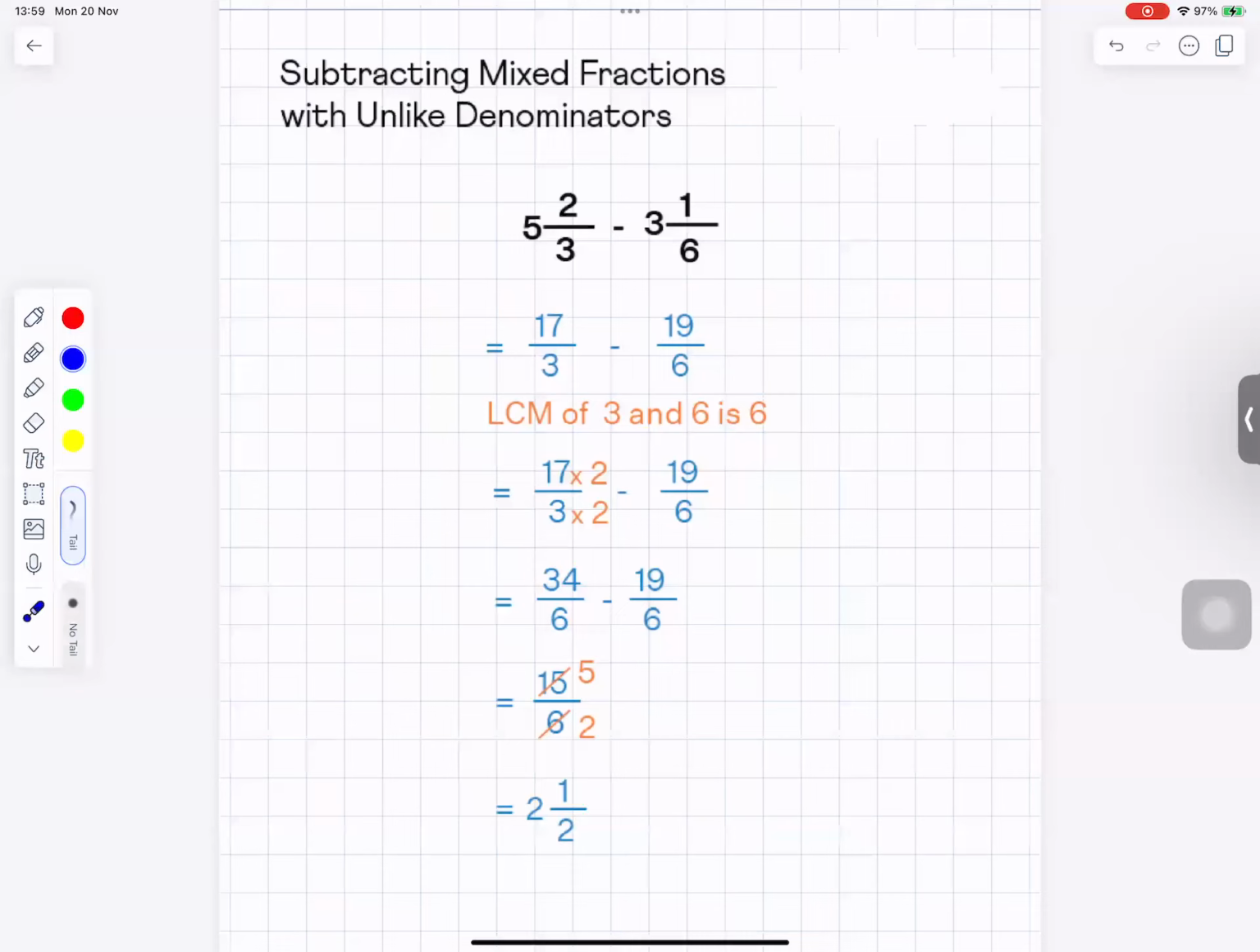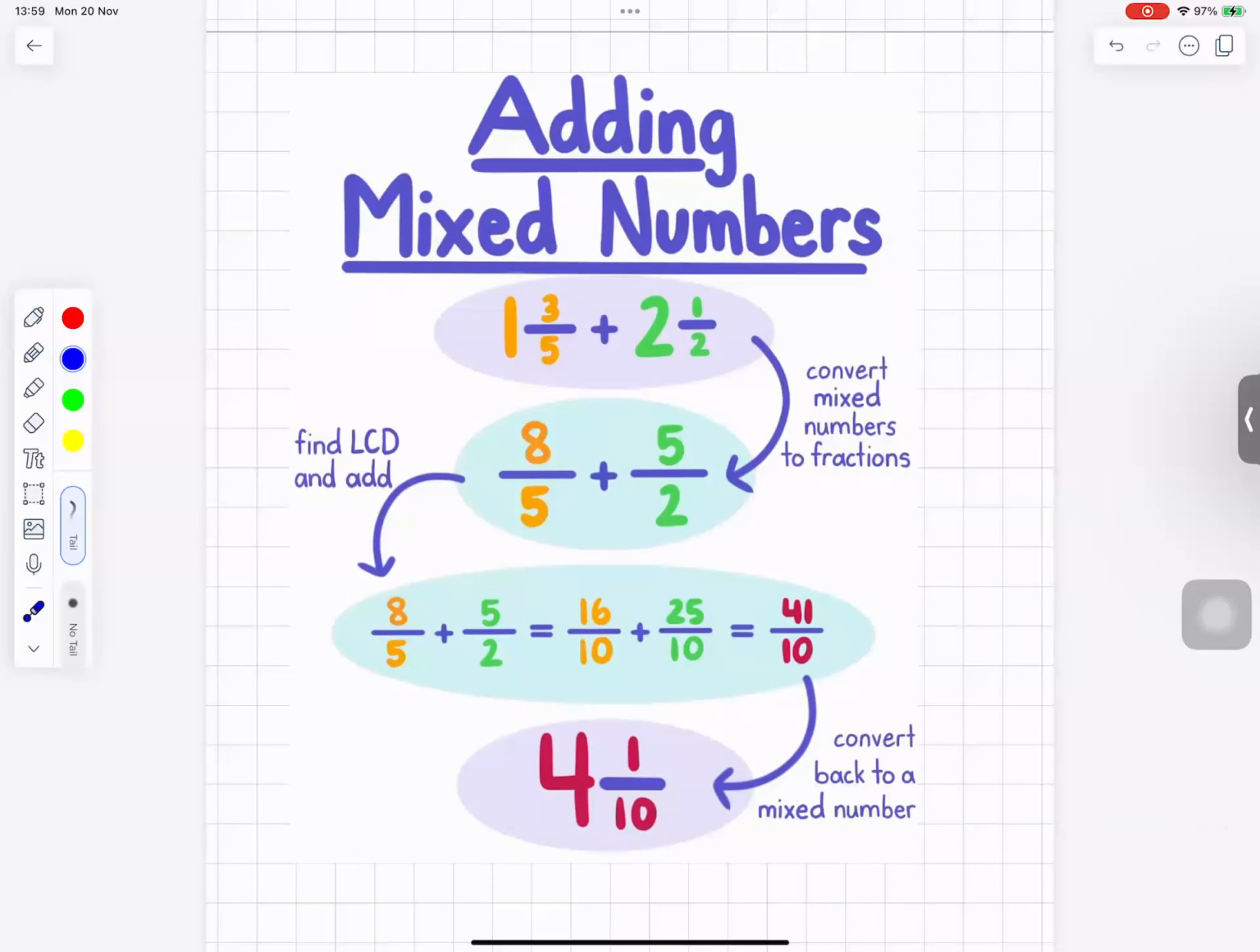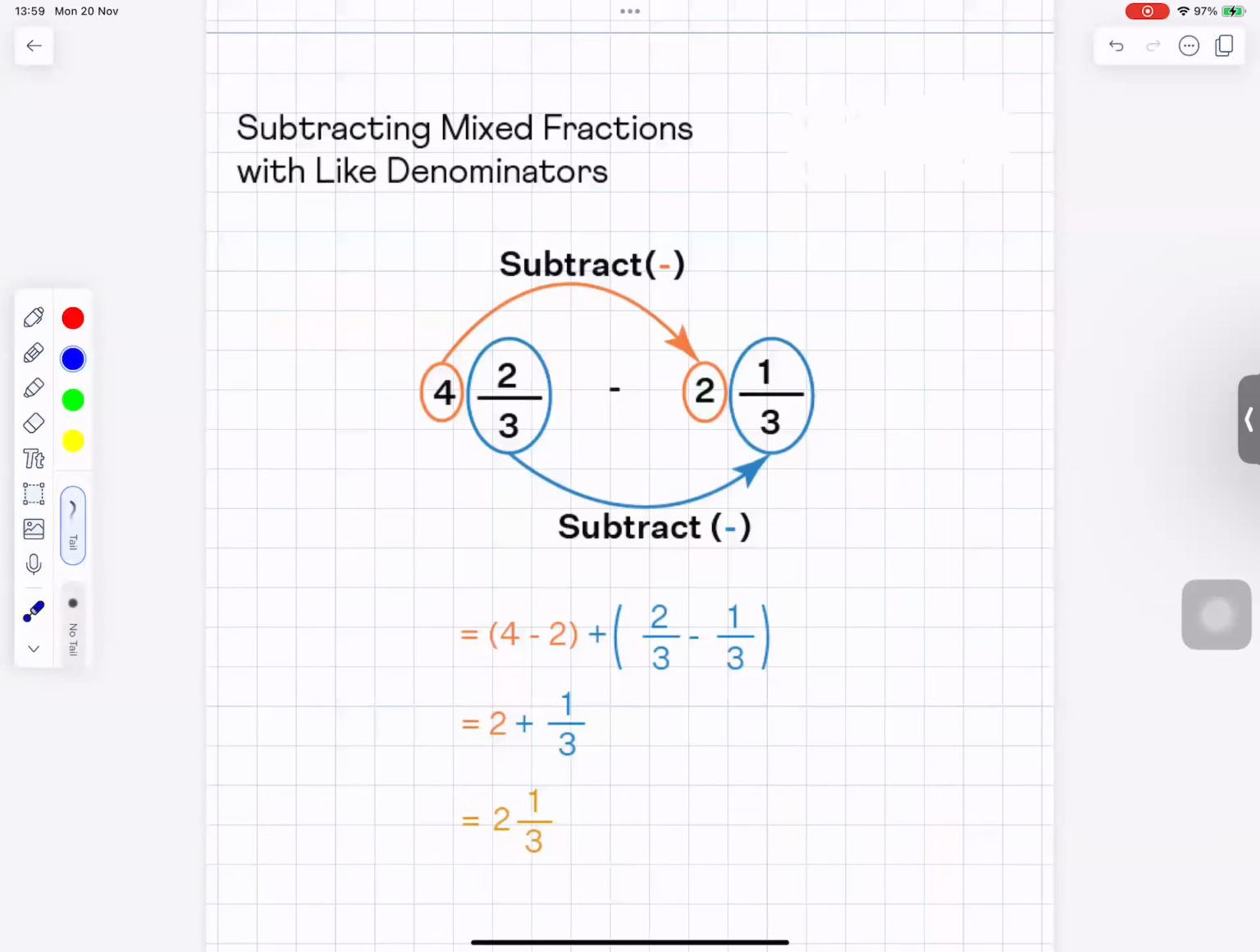This is an example for you to do to practice that skill. These are other examples for you to do to practice that skill. Another example.